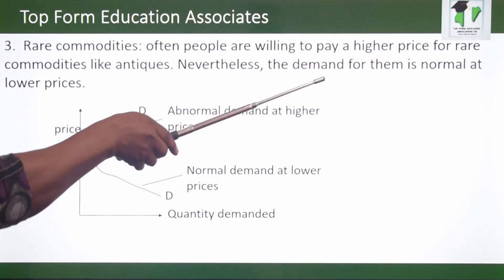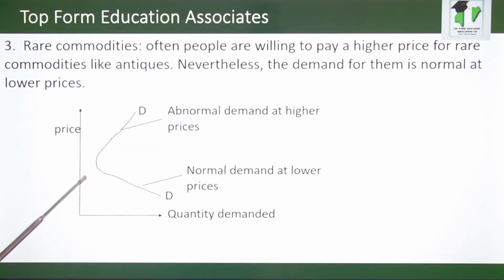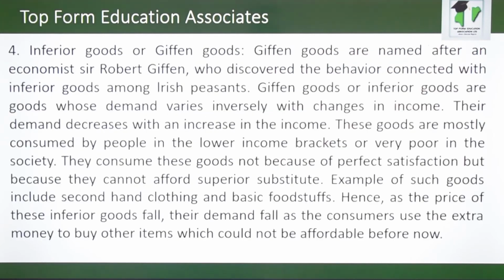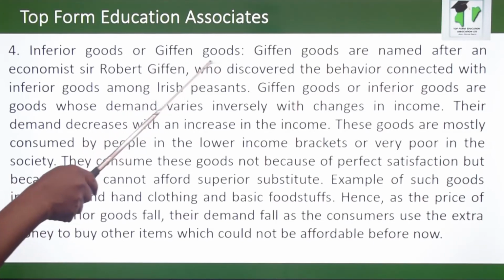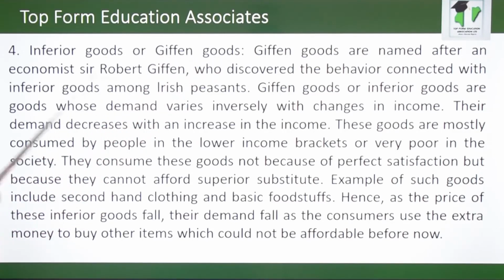Nevertheless, the demand for them is normal at lower prices. At lower prices, prices of antiques or rare commodities are very normal. But as their prices begin to increase, the rich will buy them once it becomes beyond the reach of the ordinary man. Other things that cause abnormal demand are inferior goods or Giffen goods. This one, Giffen goods, was named after the man that initiated it, Robert Giffen.